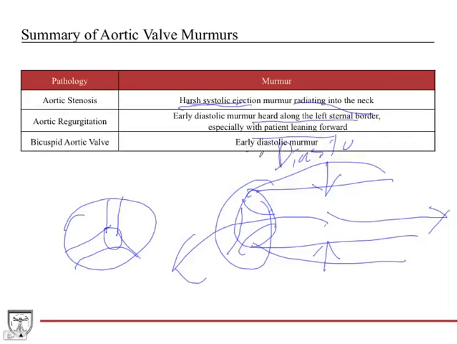Bicuspid aortic valve, it's the same thing. You have a dysfunctional valve during early diastole. If this is open, you're going to hear the blood regurgitating back through it.